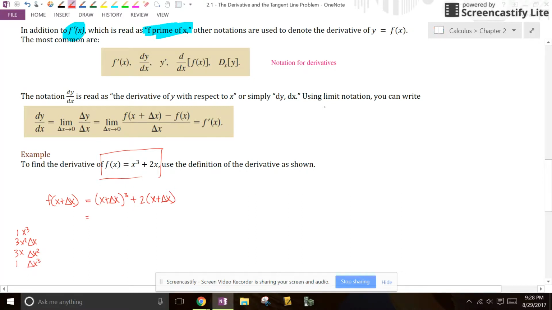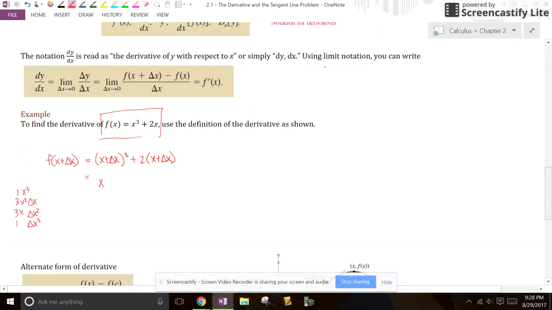So it will foil out. You foil it out however you want, but you should get x cubed plus 3x squared delta x plus 3x delta x squared plus delta x cubed. So that was the foiling out of this to the third power, plus 2x plus 2 delta x.